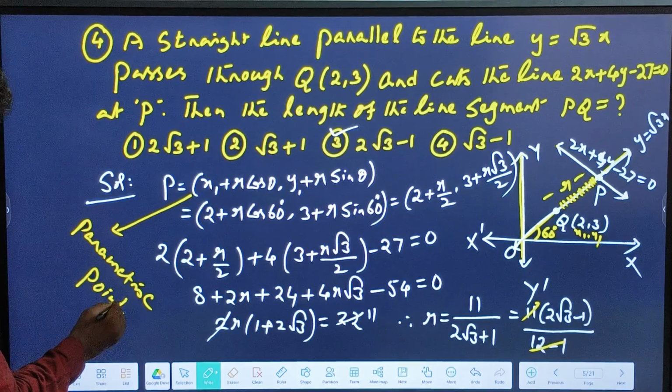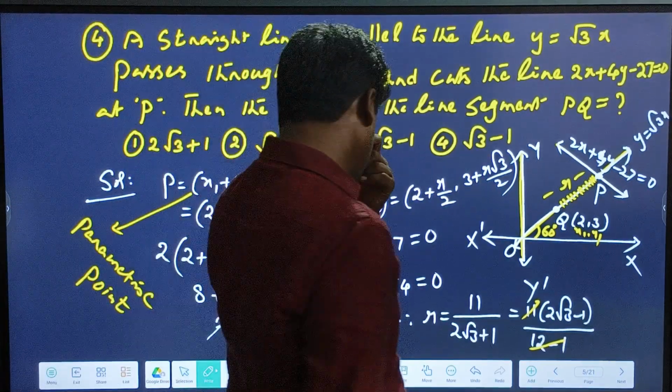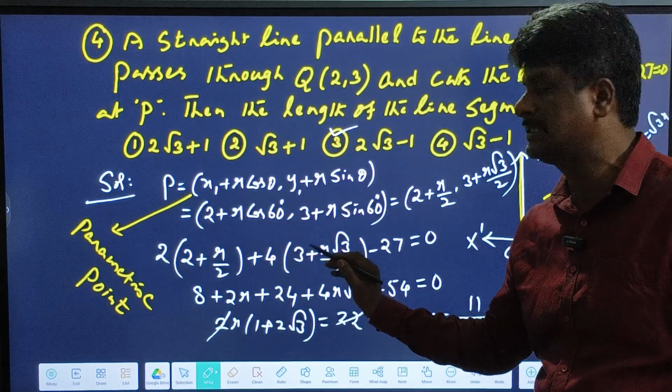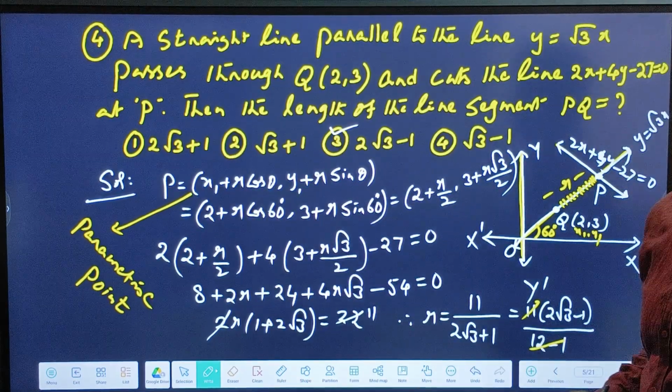Parametric point, a parametric point on the straight line. R represents the distance between these two points.